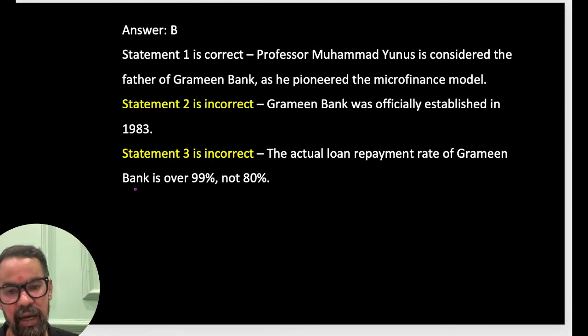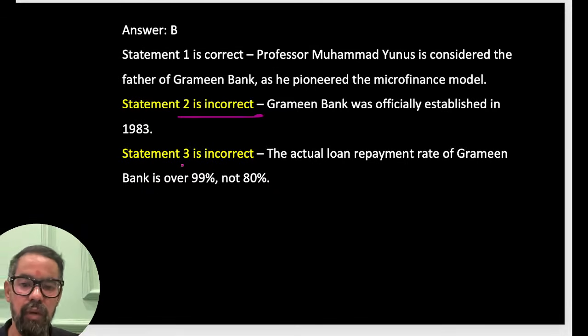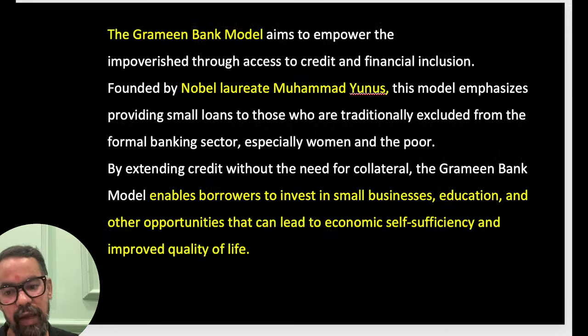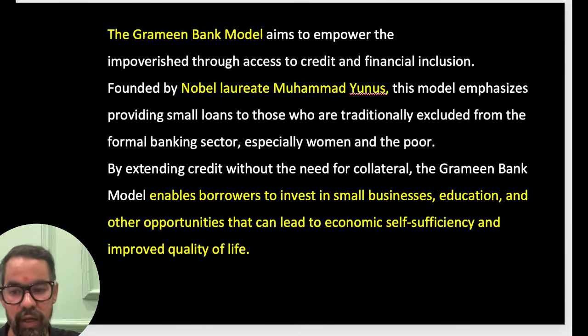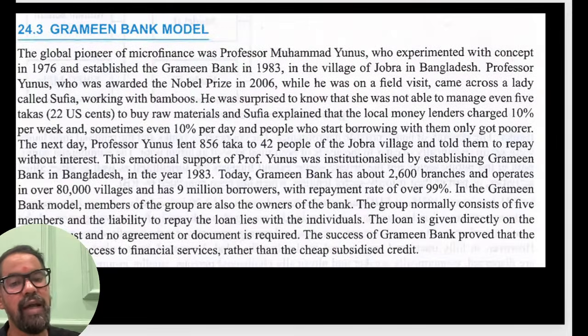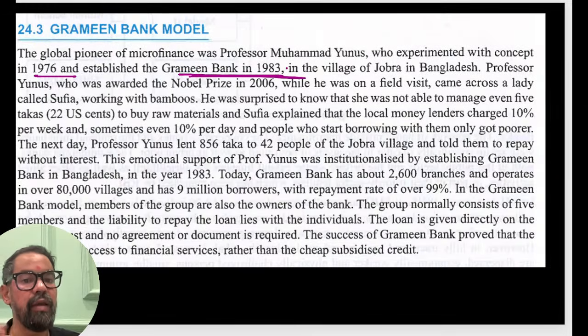Look, this is a kind of picture which I want to show all of you guys. Very important. This topic gets repeated 100% of the time since May 2023 till now. So please take a little time, you just have to study this much of things and all, nothing else. Okay. So the concept 1976, Grameen Bank established in 1983 in Jobra village of Bangladesh by Professor Mohammed Yunus. You remember the story, right?